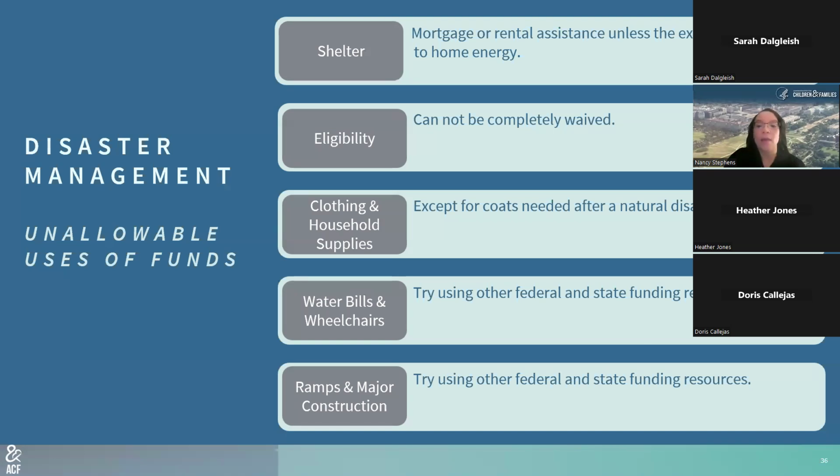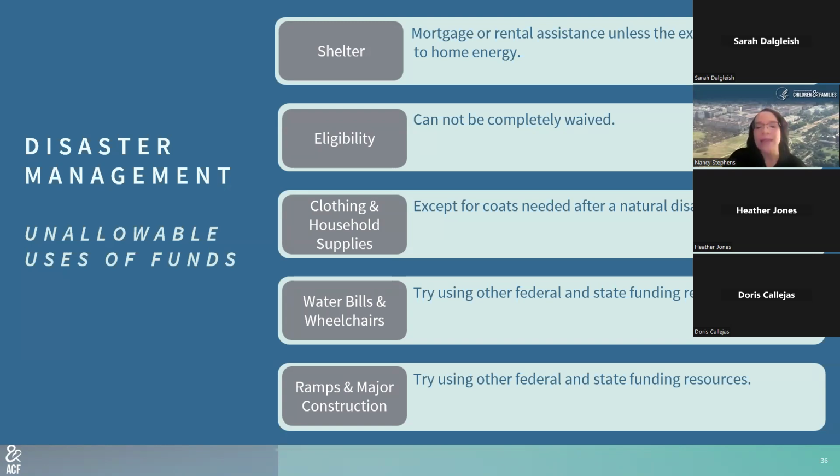Ramps are considered major construction, and as you've heard, and as I mentioned after the poll question, major construction repairs and projects are not appropriate uses of LIHEAP funds. So ramps, like roof repairs and roof replacements, would be another example of an unallowable LIHEAP use of funds.